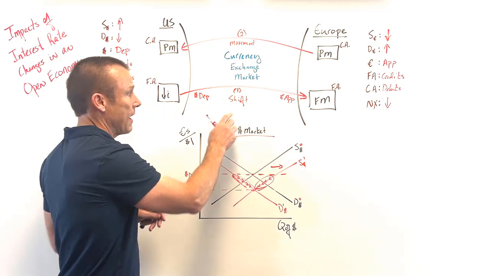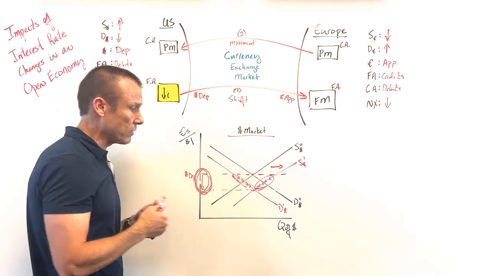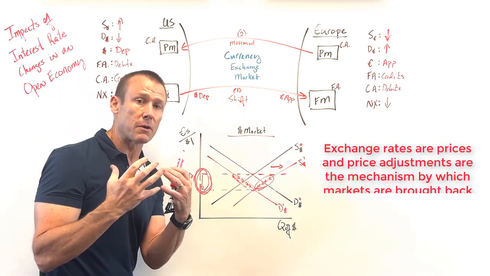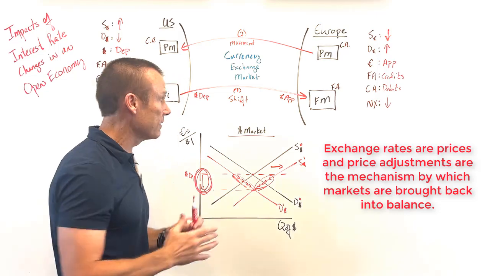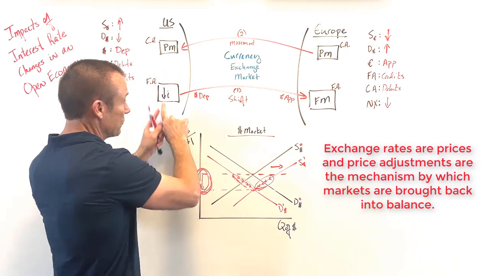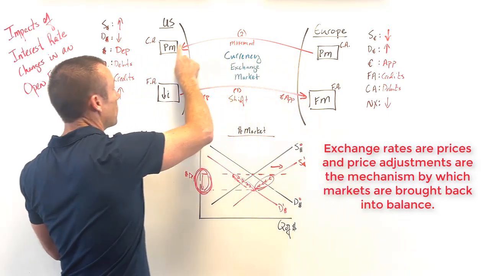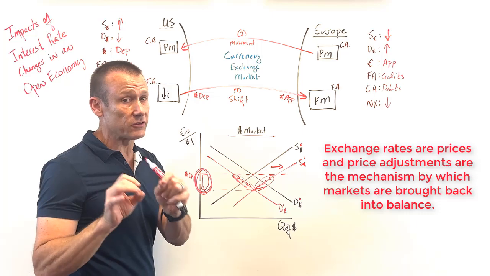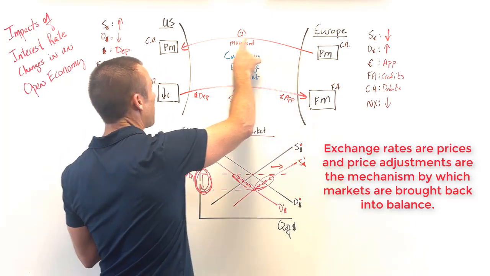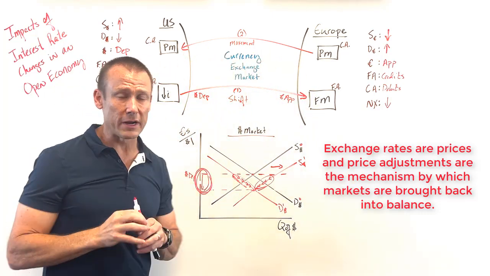The shifts happened because of what happened to the interest rate, and then we get the movements to bring the market back into balance, okay? So again, yes, the interest rate caused money to go this way, but the change in the exchange rate caused money to go back the opposite direction.